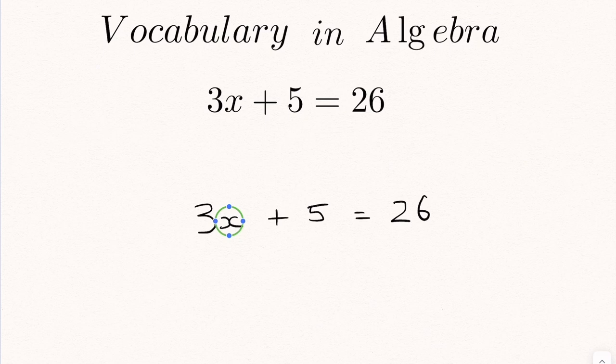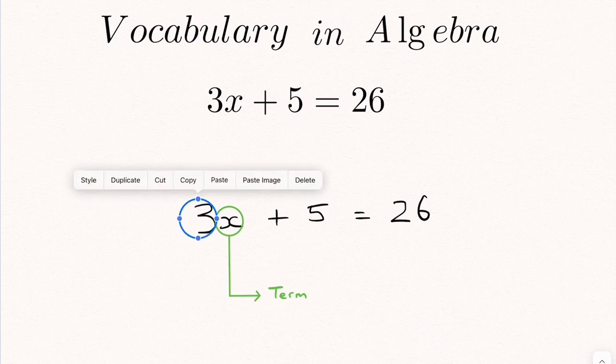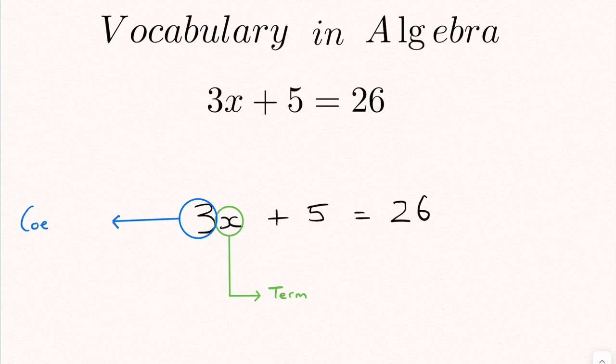So I'll just write term here, this x is a term, and then this 3 before it is a coefficient. I'm just going to call it a coefficient.